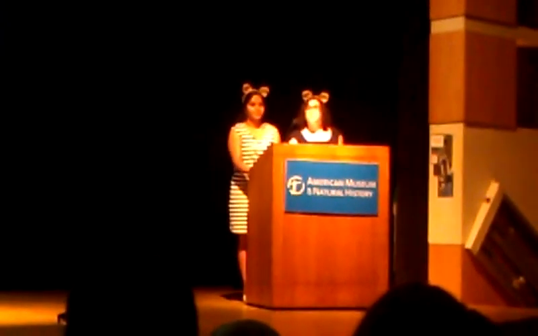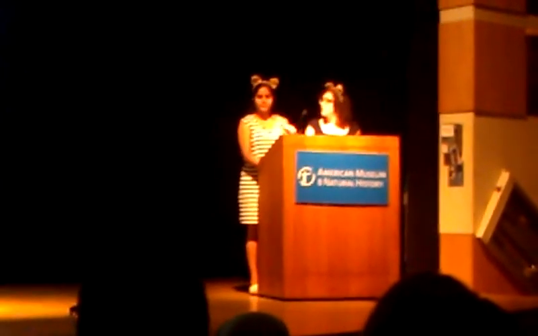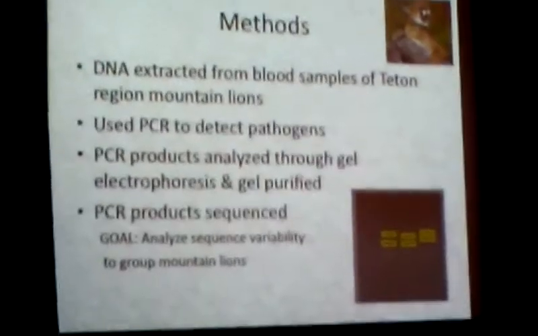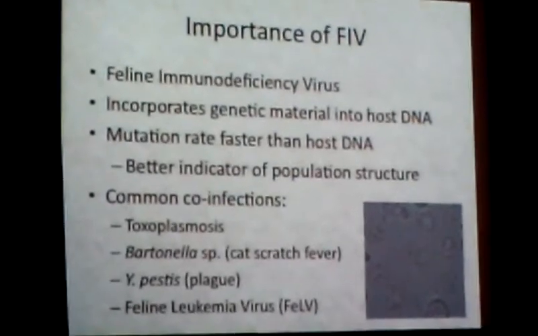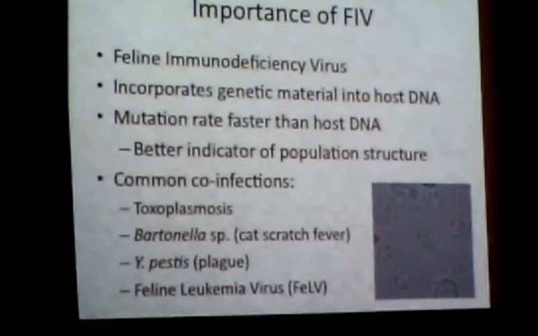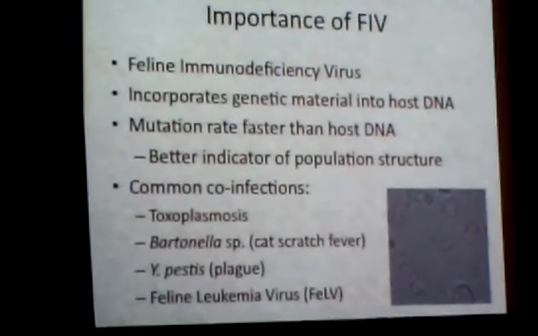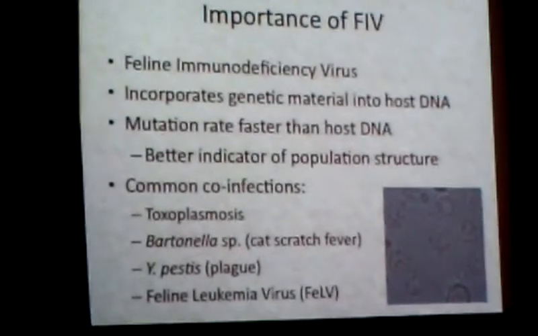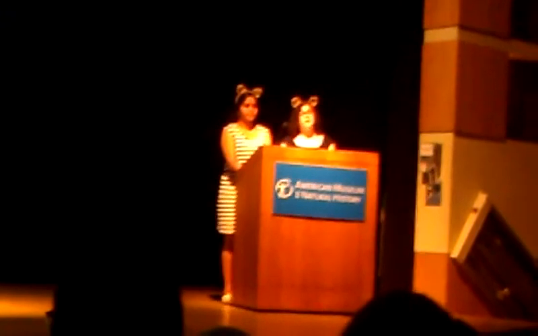So what is FIV? FIV is feline immunodeficiency virus, which is similar to HIV but for cats. Just like HIV, FIV lowers the immune system, making the individuals more susceptible to viruses such as the common co-infections listed below. It is a type of virus which incorporates its genetic material into the host genome, which allows us to detect it using genetic analysis. It mutates at a faster rate than host DNA, so it gives us a snapshot picture of what the population structure looks like currently, as opposed to the host DNA, which provides a more dated look.